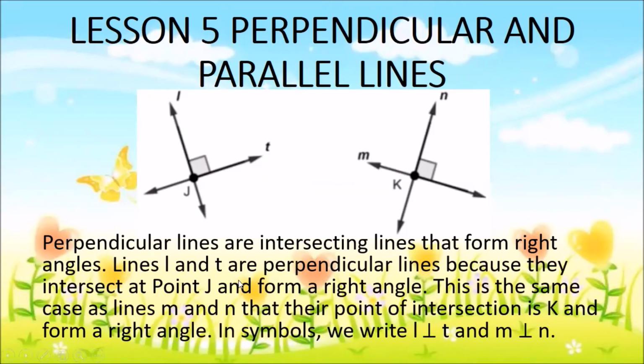Line L and line T are perpendicular lines because they intersect at point J and form a right angle. This is the same case as line M and line N, and their point of intersection is point K and form again a right angle. So in symbol, we write line L perpendicular to line T. This is the symbol of perpendicular, and line M perpendicular to line N.